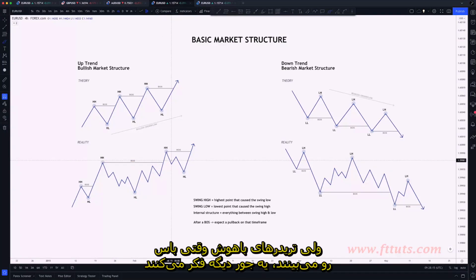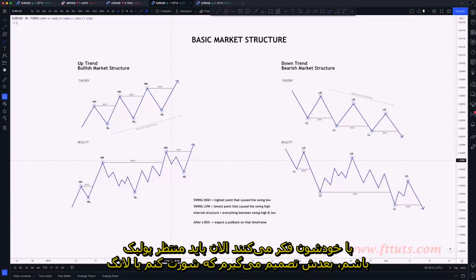But actually the smart thing to do is, when you first see that break of structure, that's when you need to start thinking the opposite and going, well, actually, now I'm expecting a pullback. So now I need to think about that and adjust accordingly, right? Whether you want to short and play the pullback, or whether you need to manage, etc.